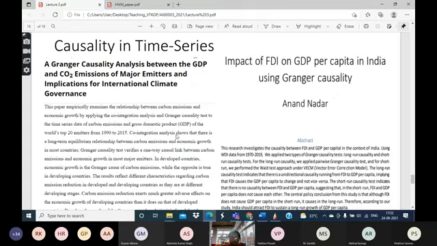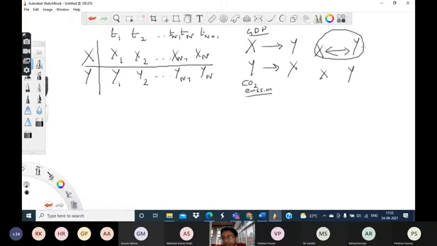Now, what co-integration analysis and Granger causality are, we are coming to that later. Co-integration analysis shows that there is a long-term equilibrium relationship between carbon emissions and economic growth in most countries. Granger causality test verifies a one-way causal link between carbon emissions and economic growth in most major emitters. So that is to say, this is not the case.